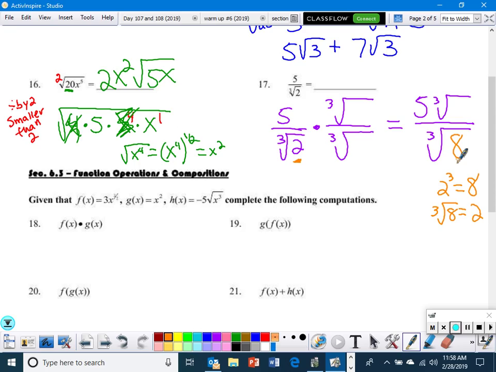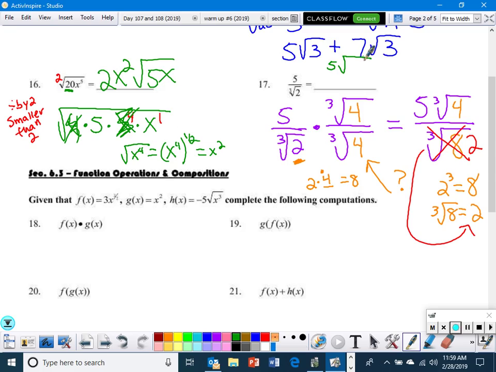Okay? So the question is, what do I multiply by to get 8? Well, 2 times what equals 8? Well, that's easy, 4. So I do 4 and 4. Again, you got to multiply the top and bottom by the same. So now this is 5 cubic roots of 4 over the cubic root of 8. But remember, the cubic root of 8 is 2.